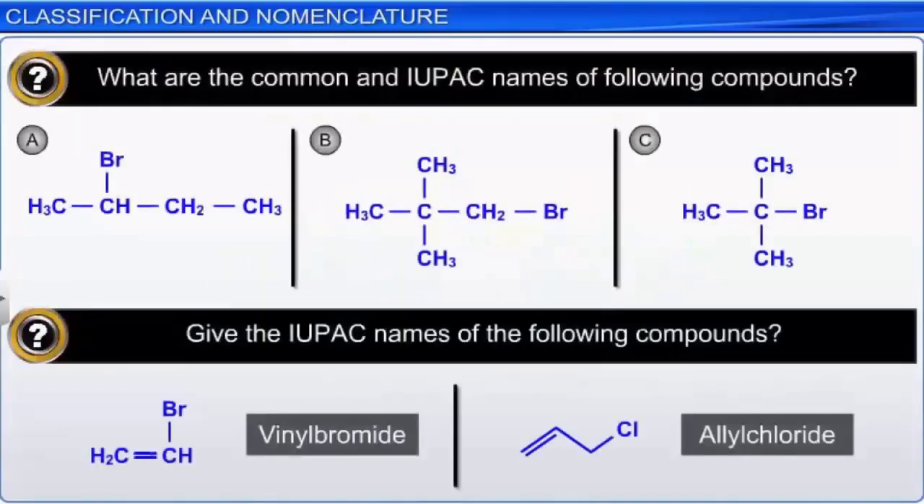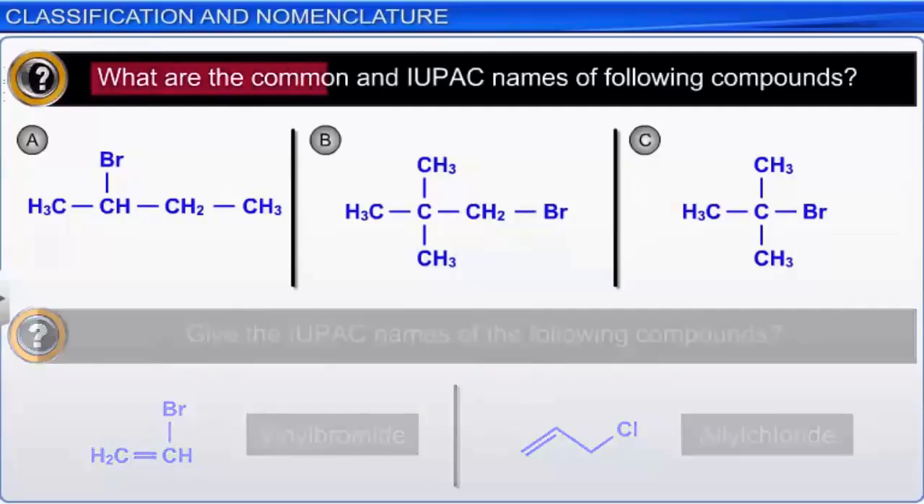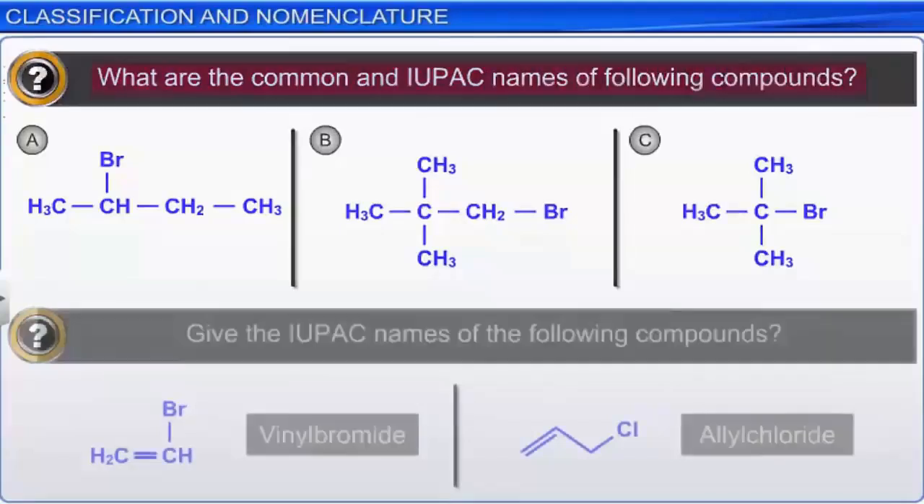Here are 2 problems to try on your own. What are the common and IUPAC names of these compounds? Vinyl bromide and allyl chloride are the common names of these molecules. What are their IUPAC names?